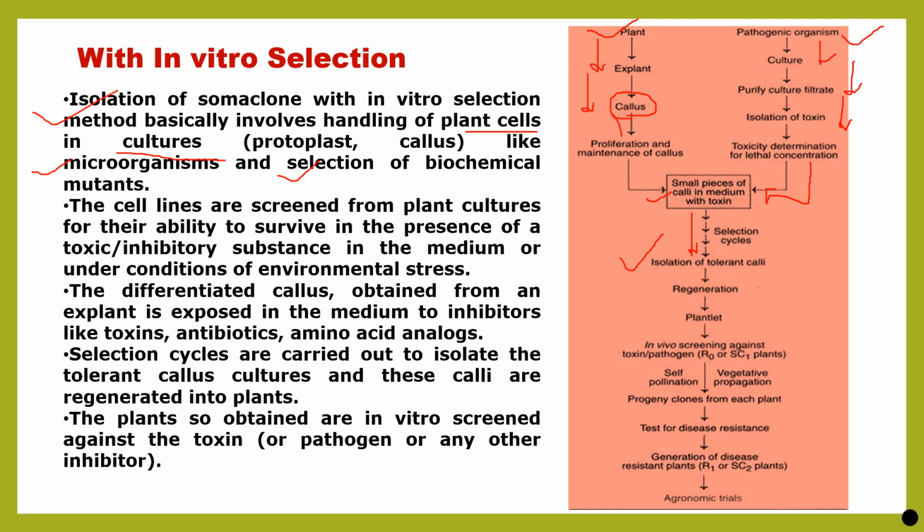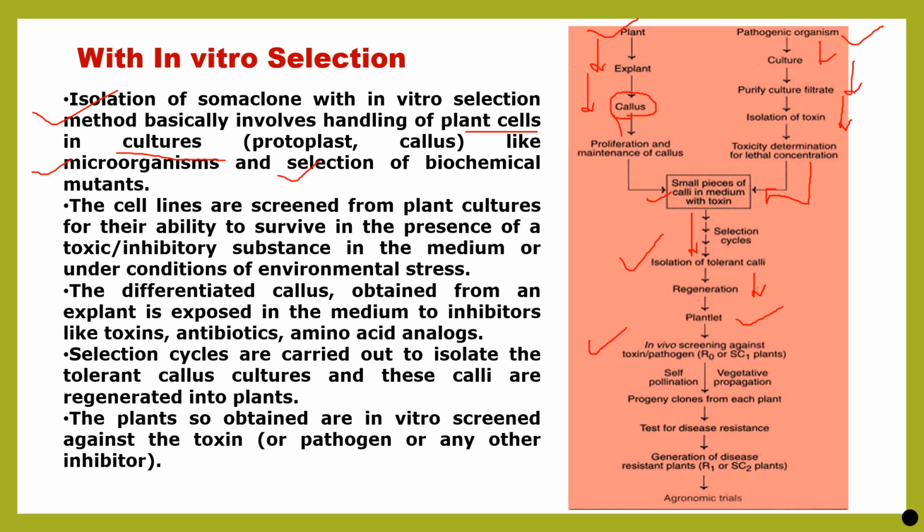Now we'll regenerate plants by allowing the selected cells to grow in shoot induction media, and then a plantlet would be grown. Then we'll again test it for the pathogenic toxicity.